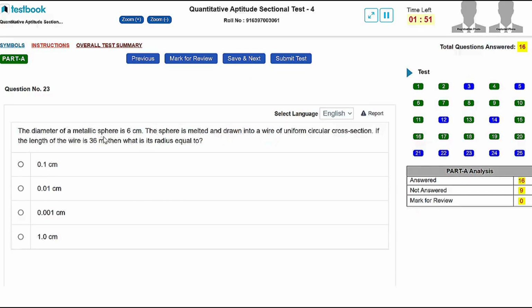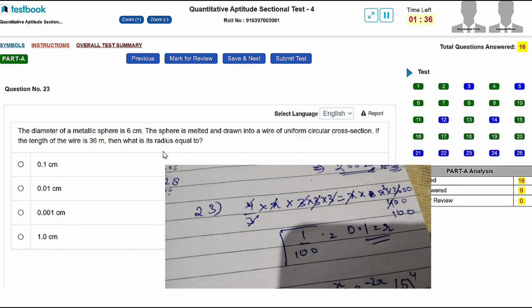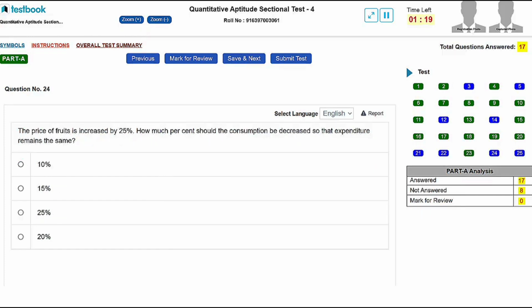The diameter of a metallic sphere is 6 cm. The sphere is melted and drawn into a wire of uniform circular cross section. If the length of the wire is 36 meters, what is the radius equal to? 0.1 centimeter.